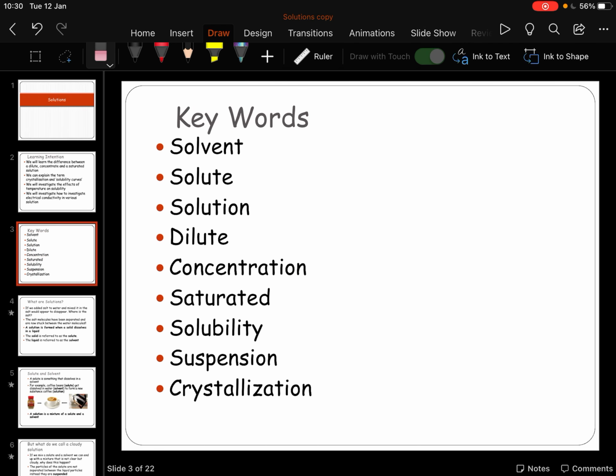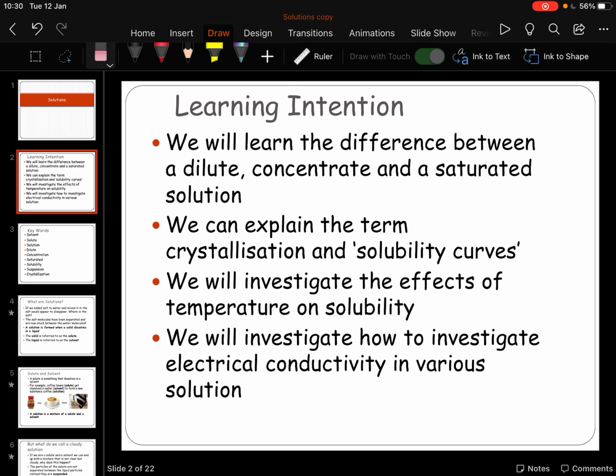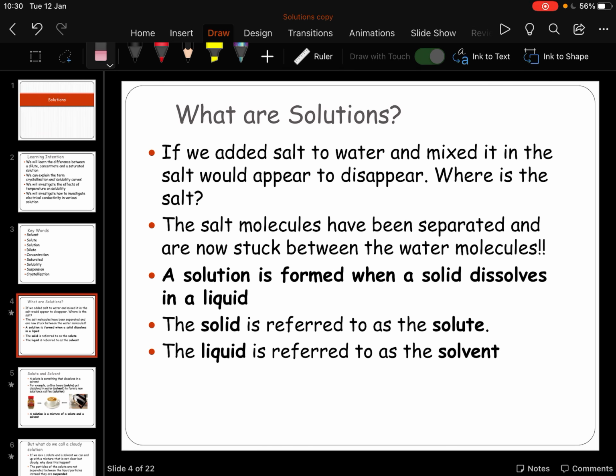Okay, so take down all your keywords. And again, the purpose of the keywords, when you're revising, do you understand what all these words mean? Can you explain what all these words are? Okay, then the learning intentions, can you explain all the learning intentions? Okay, so it's not about learning off, it's about understanding. Okay, remember that. Don't try to learn off. There's too much here.